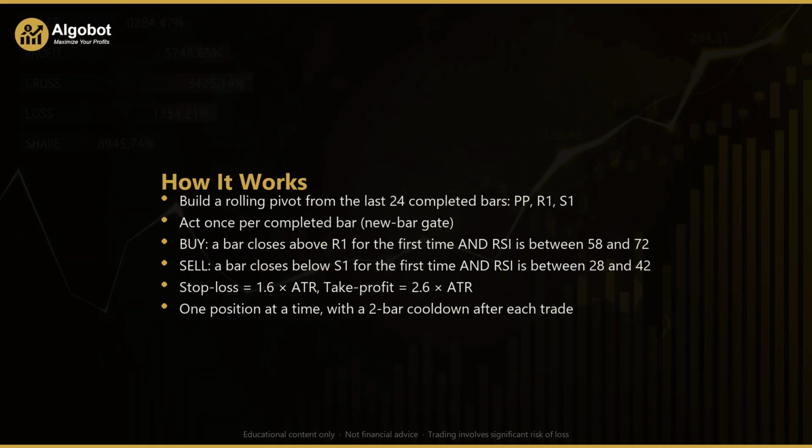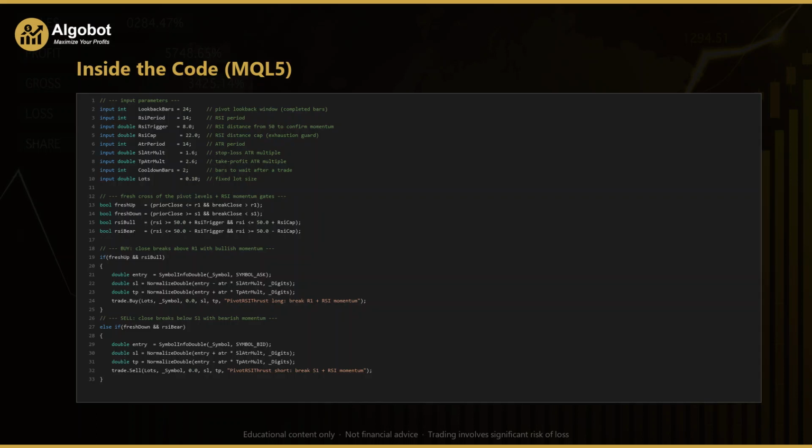This keeps it from stacking entries on the same move. Here's the heart of the MQL5 code as it would look in MetaEditor. At the top are the input parameters you can adjust in the EA's settings.